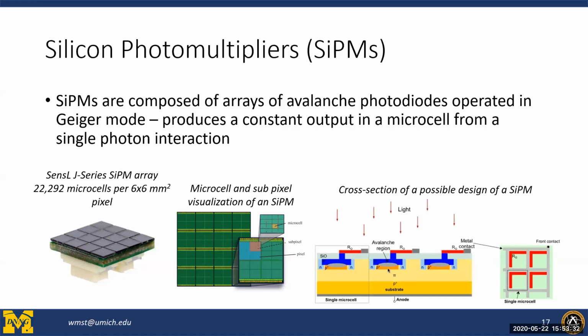How can you know the energy of the radiation with a SiPM when it operates in Geiger mode? Excellent question. By Geiger mode, we're talking about these individual avalanche photodiodes. Each one of these 6mm by 6mm pixels has about 22,000 microcells on it, where each one of these microcells is an avalanche photodiode operated in Geiger mode.